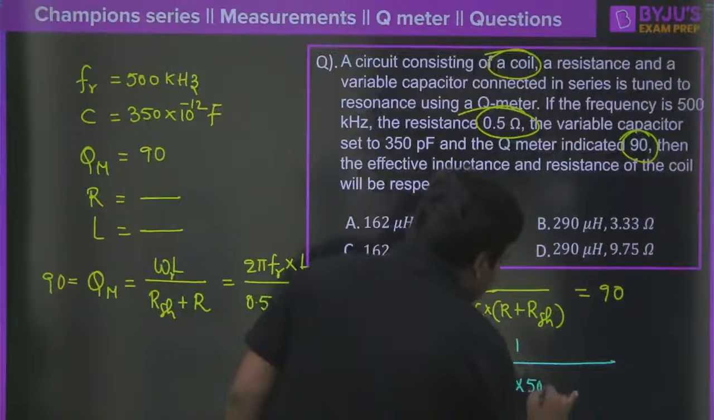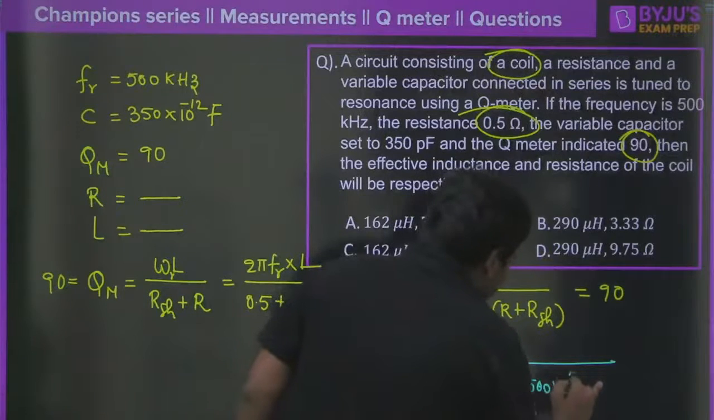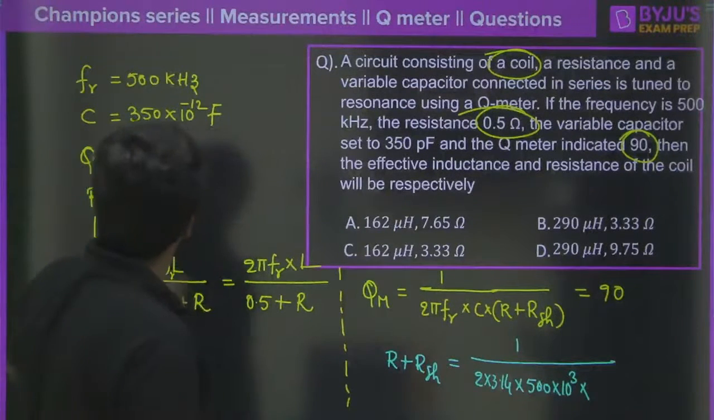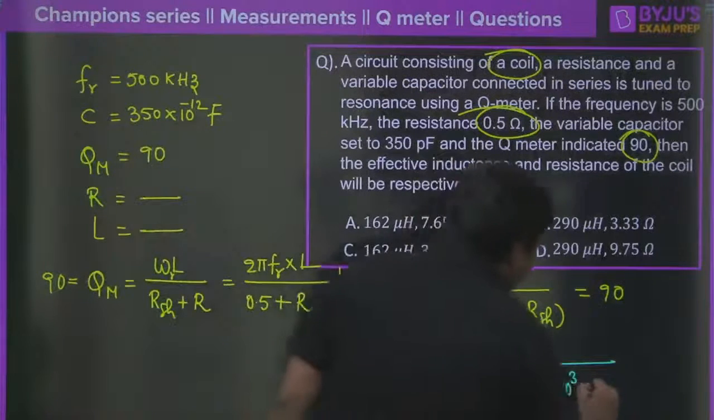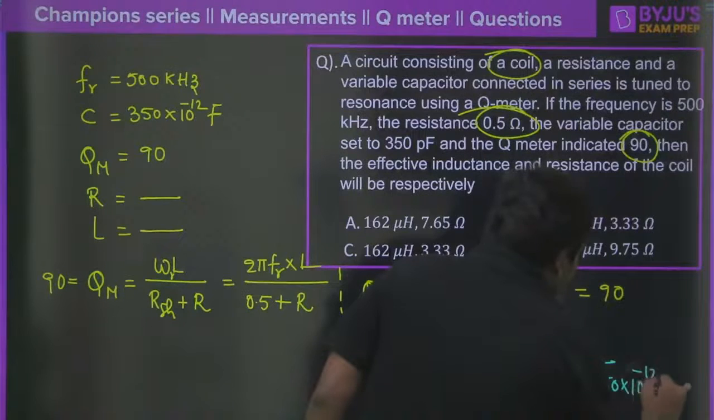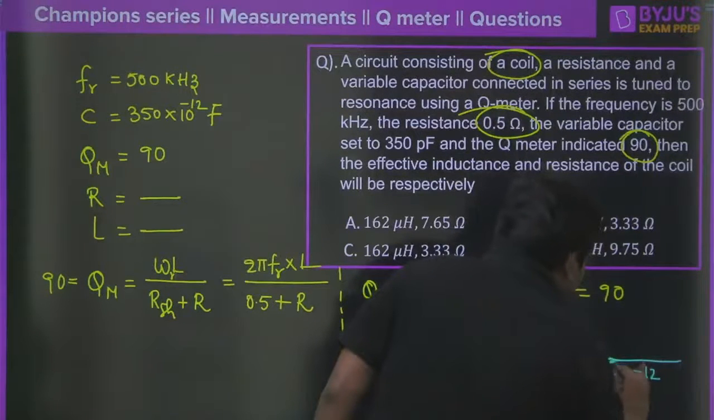500 kilohertz, 500 into 10 power 3. And the C value, do you know what is the C value? C value is 350 into 10 power minus 12, 350 picofarad. And we have to bring the quality factor also here. What is the quality factor? That is 90 here, right?